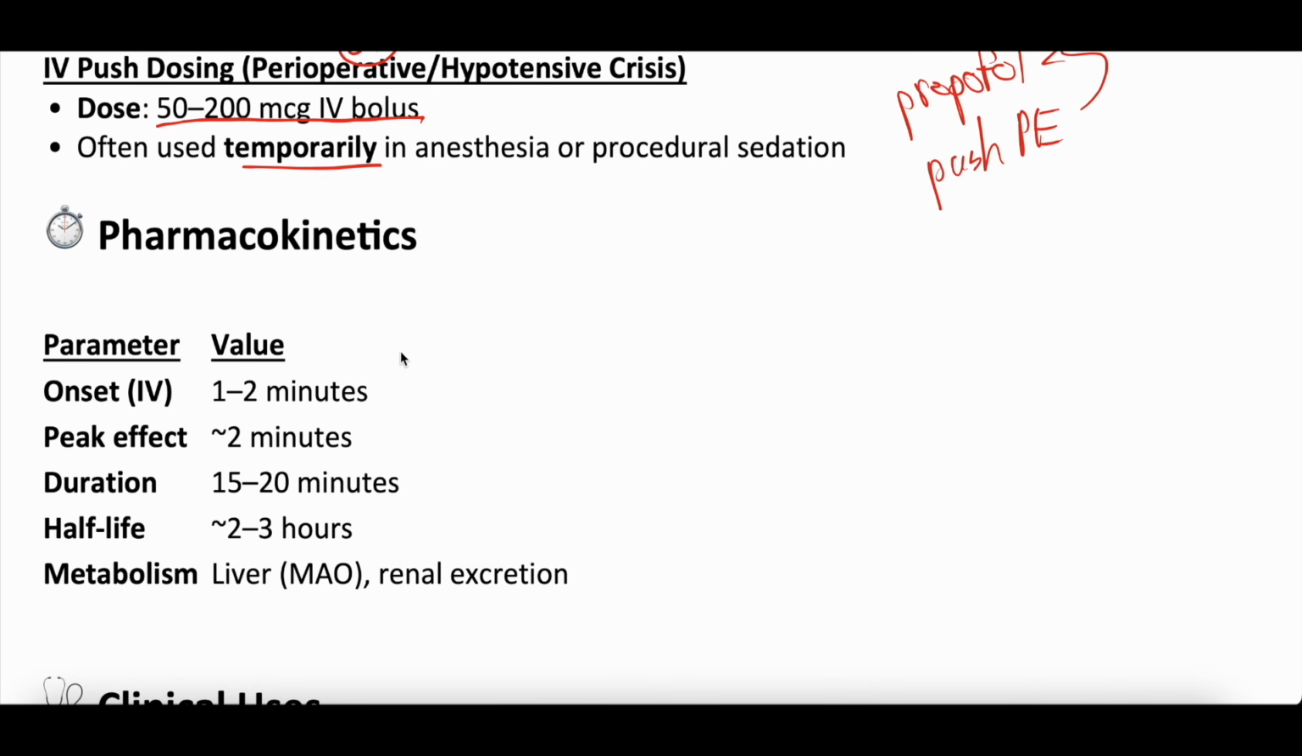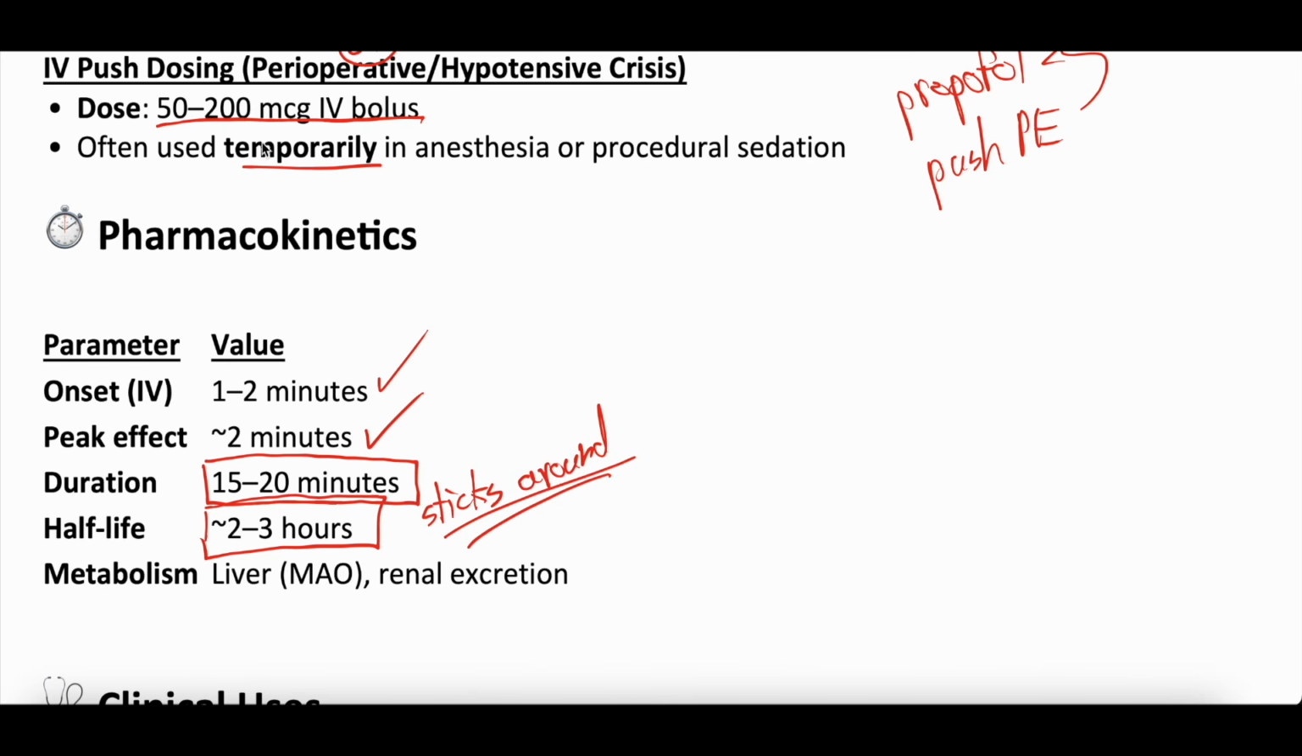Pharmacokinetics: onset of action is really quick, within 1 to 2 minutes. Peak effect is within 2 minutes. The duration, though, is a little longer. It can last 15 to 20 minutes with a half-life of actually 2 to 3 hours. So this sticks around, unlike a lot of vasopressors. Phenylephrine sticks around a lot longer.